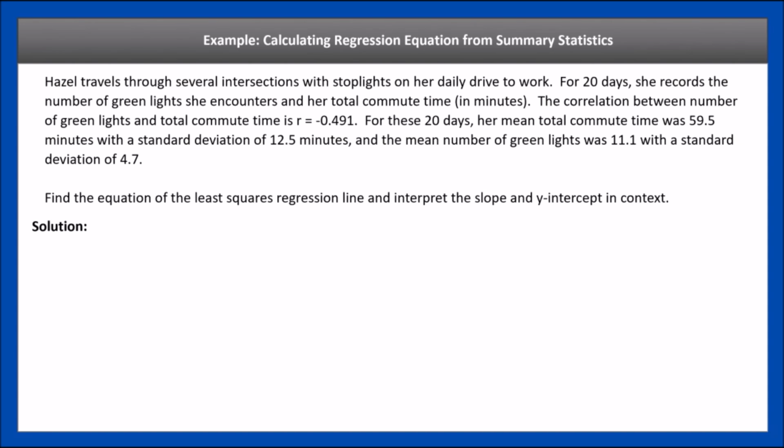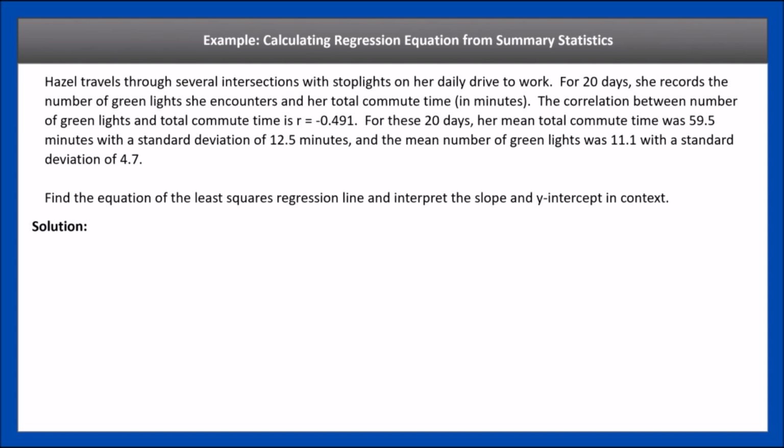For these 20 days, her mean total commute time was 59.5 minutes with a standard deviation of 12.5 minutes. And the mean number of green lights was 11.1 with a standard deviation of 4.7. All right, so they're giving us a lot of things here. They want us to find the equation of the least squares regression line, and interpret the slope and y-intercept.